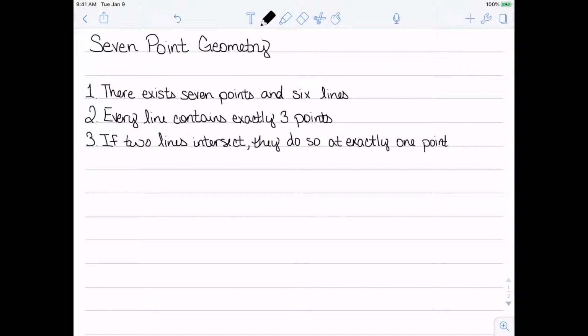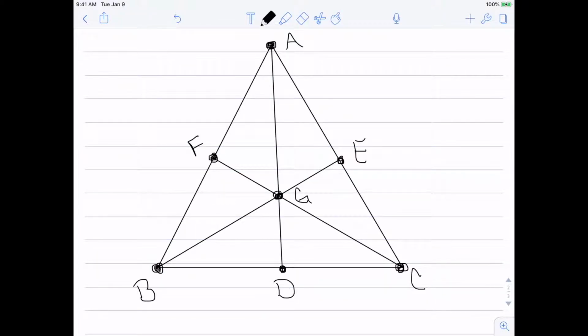And we want to come up with a geometrically faithful model for this geometry. And that can be really tricky if you don't know what you're looking for, because there's a lot of things going on here. So here's the geometrically faithful model for the 7-point geometry. We have a total of 7 points and 6 lines. Every line passes through 3 points exactly, and any 2 lines only intersect at a single point.